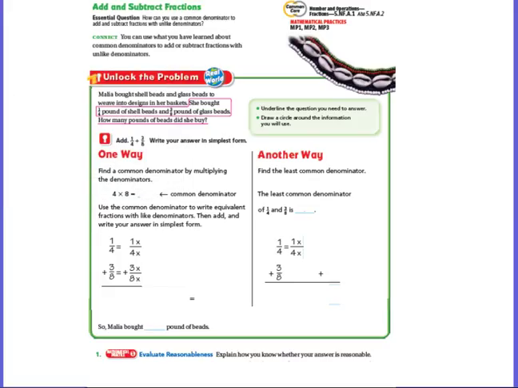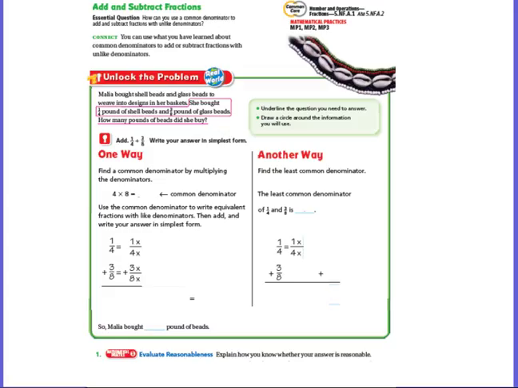Okay, now we're going to take what we know about finding a common denominator and add and subtract some fractions. Let's start with page 375. Let's read the story problem. It says Mela bought shell beads and glass beads to weave into her design in her basket. She bought 1/4 pound of shell beads and 3/8 pounds of glass beads. How many pounds of beads did she buy?